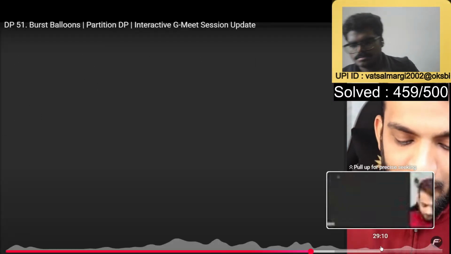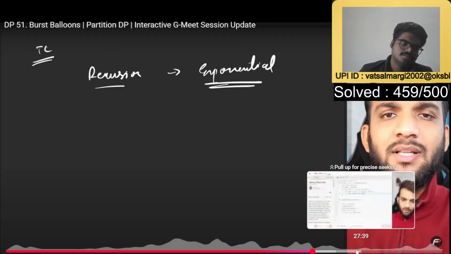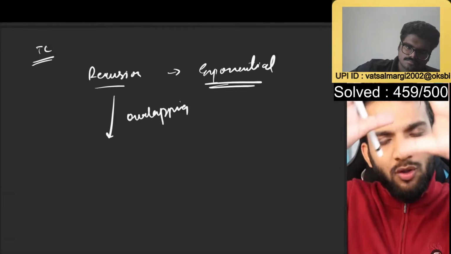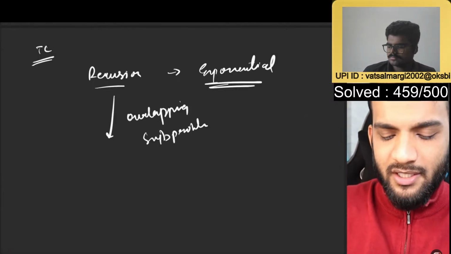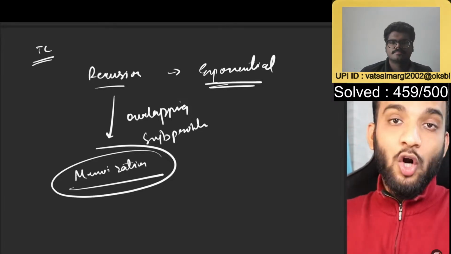Now, what is the time complexity? We know that whenever we apply recursion, it is going to be exponential in complexity. If there are overlapping subproblems, and there definitely will be, as you will see if we draw them as a tree, we can memoize the solution and apply memoization in order to reduce the time complexity. Now, what is the shortcut that I've taught you?